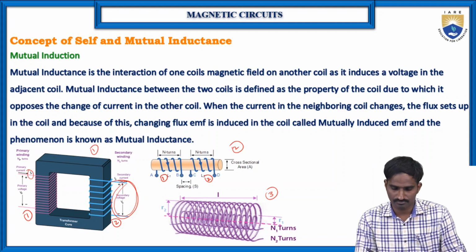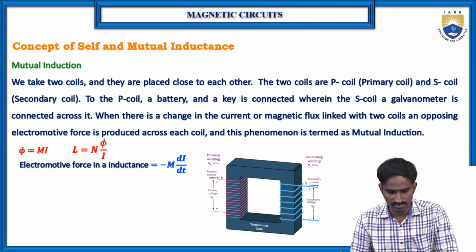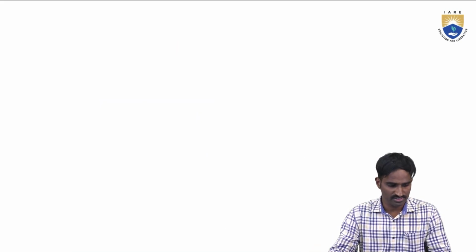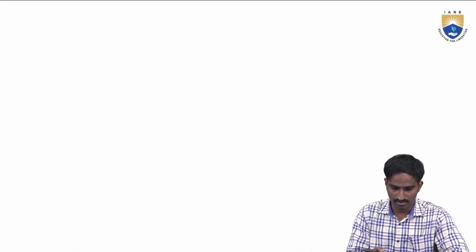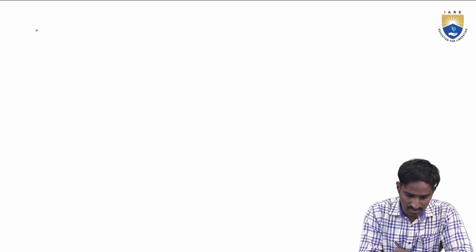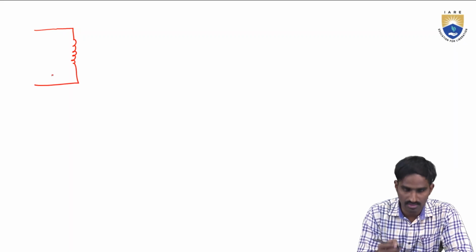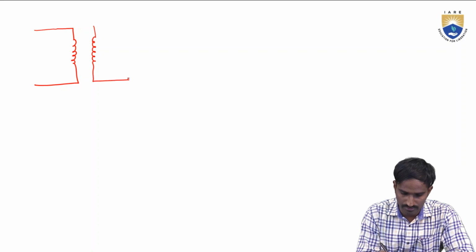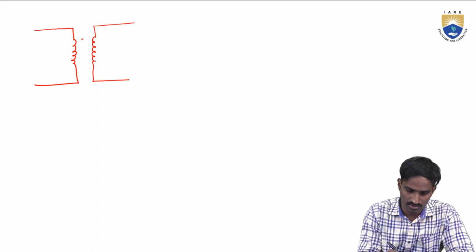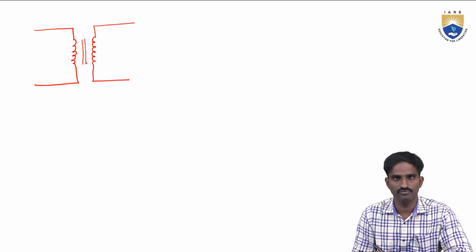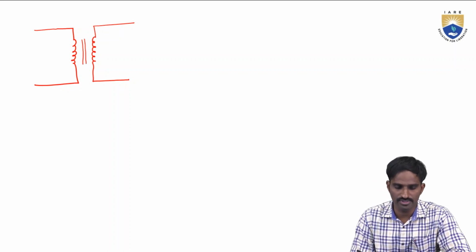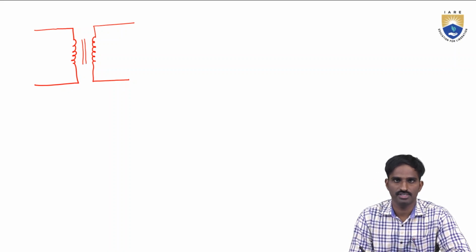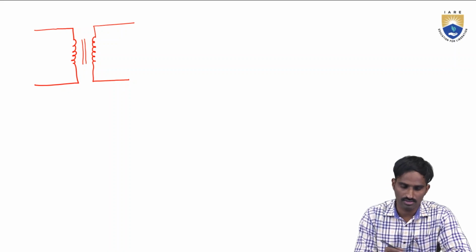Let me take one example here. For simple understanding, let me take two coils. Let us consider this is the primary coil or coil 1, and this is coil 2. If you place one or two lines in between the two coils, that means there is a connection between coil 1 and coil 2, or the core.